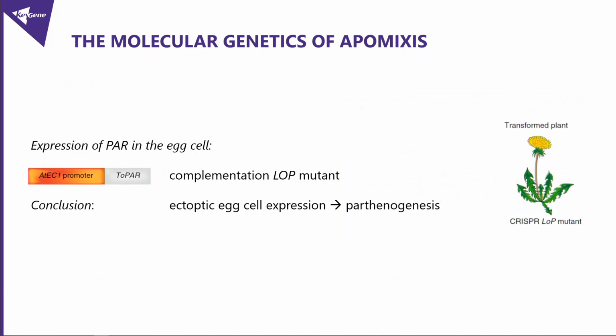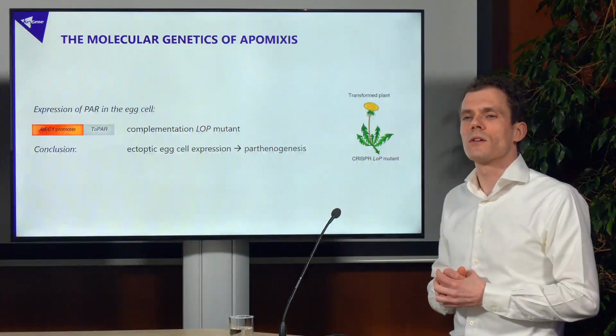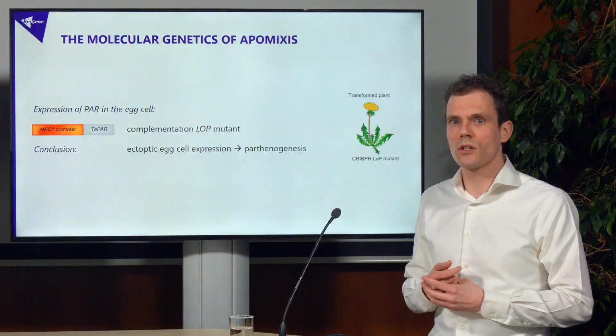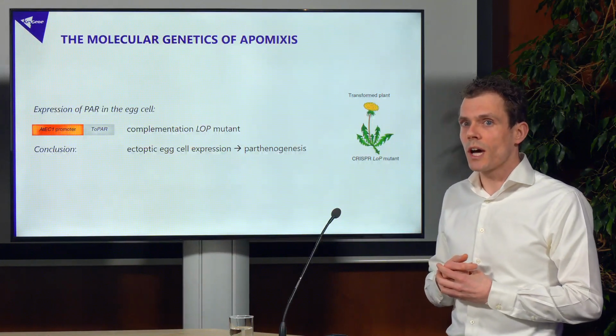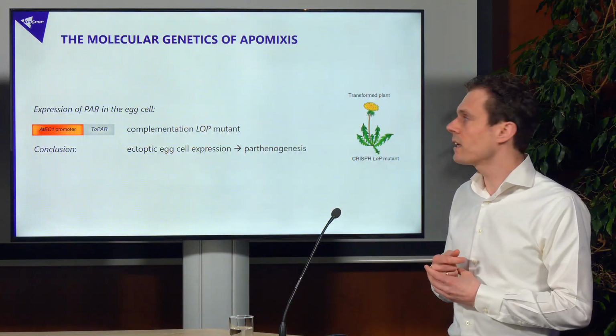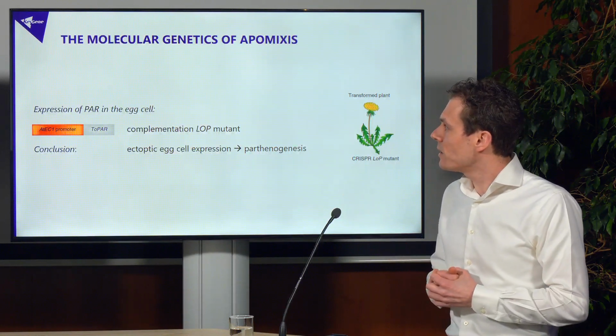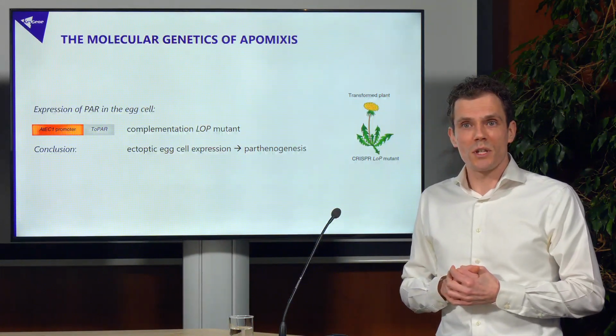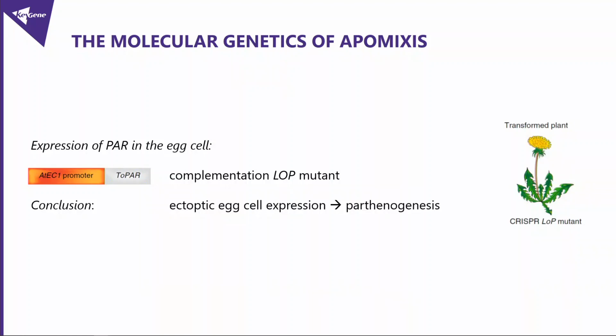Then, having the egg cell expression and an alteration in the promoter, we had an experiment where we tried to express the PAR gene in the egg cell in dandelion in the mutants that we made with the gene editing. So that mutant has no parthenogenesis. We could restore the phenotype of parthenogenesis by expressing the dandelion PAR gene driven by the egg cell specific promoter from Arabidopsis, meaning that expression in the egg cell can give rise to parthenogenesis in common dandelion.